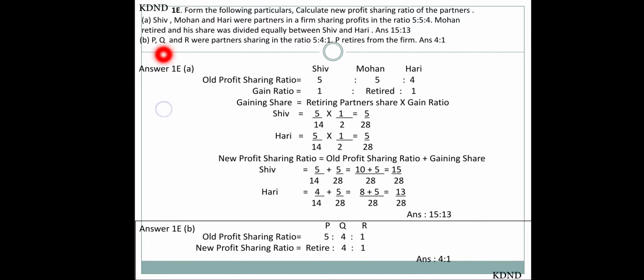Now the next sum. P, Q and R were sharing profit and losses in 5:4:1. P retires from the firm. Now P is retiring from the firm. What will be the new profit sharing ratio? In this particular case, we have to resolve this in a very simple way. The old profit sharing ratio is 5:4:1. The person who retires will no longer exist in the firm. So Q and R will be sharing in 4:1.